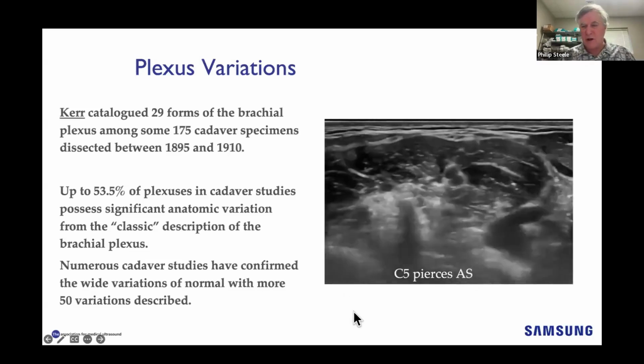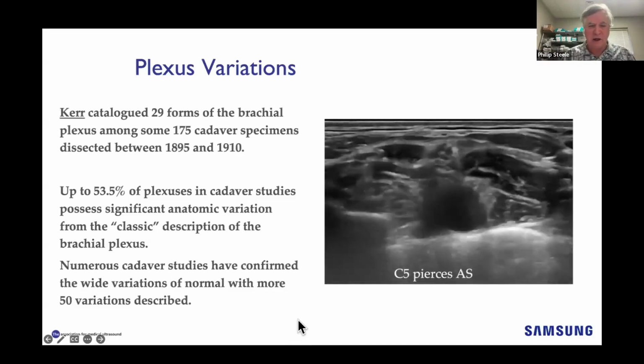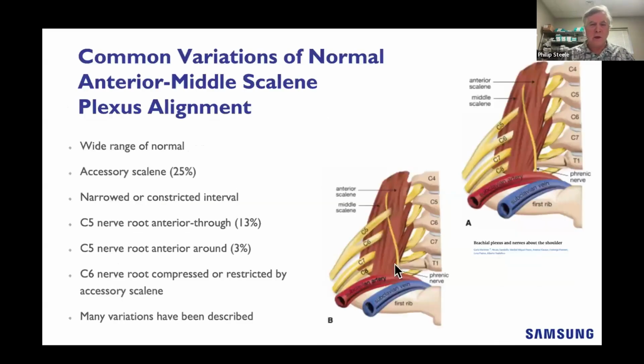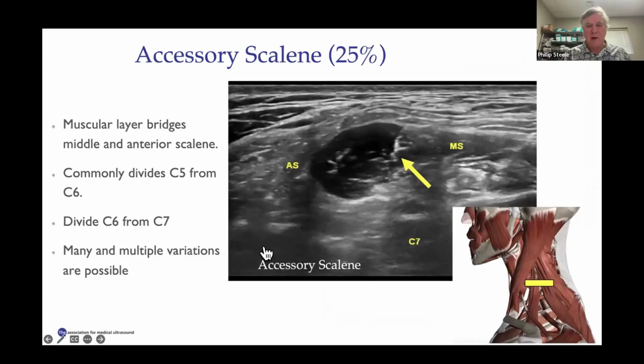Numerous cadaver studies have also confirmed that these variations are high, and more than 50 have been described in the literature. This is from an older Martinelli paper, but there's a wide range of these variations. So accessory scalene is seen in about 25%. I see a narrow constricted interval, which can cause a significant entrapment of the nerves. And then we'll go over a couple basic variations as we move through this lecture.